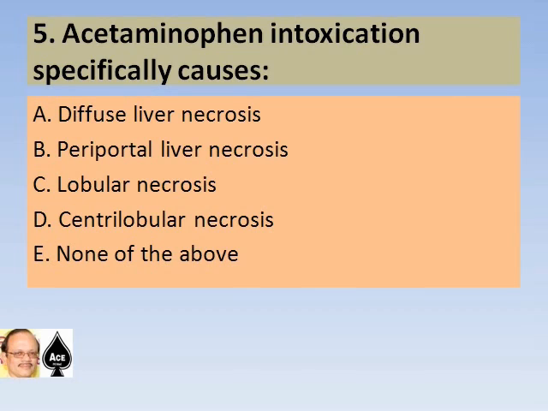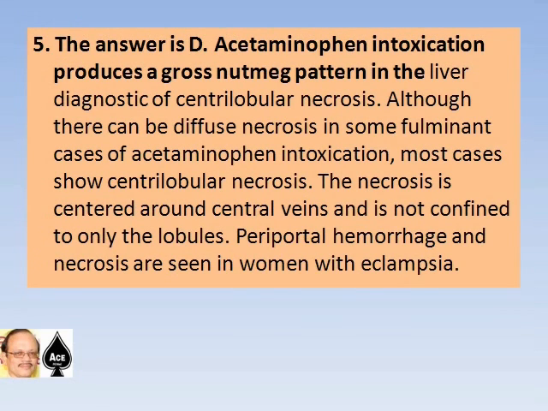Acetaminophen intoxication specifically causes: diffuse liver necrosis, periportal liver necrosis, lobular necrosis, centrilobular necrosis, or none of the above. The answer is D. Acetaminophen intoxication produces a gross nutmeg pattern in the liver, diagnostic of centrilobular necrosis. Although there can be diffuse necrosis in some fulminant cases of acetaminophen intoxication, most cases show centrilobular necrosis. The necrosis is centered around the central vein and is not confined to only the lobules.